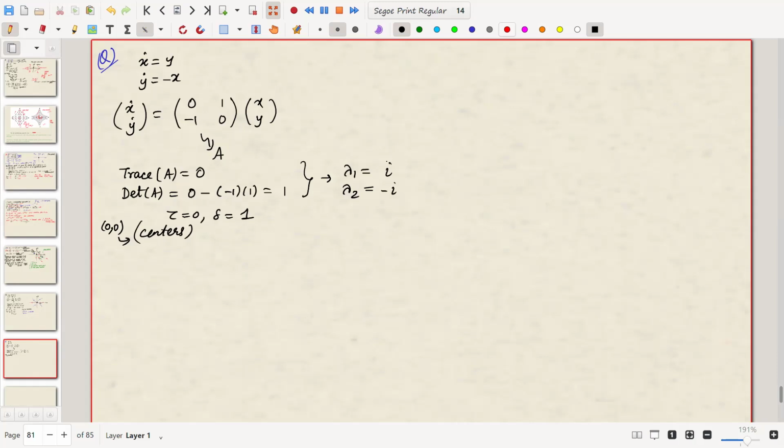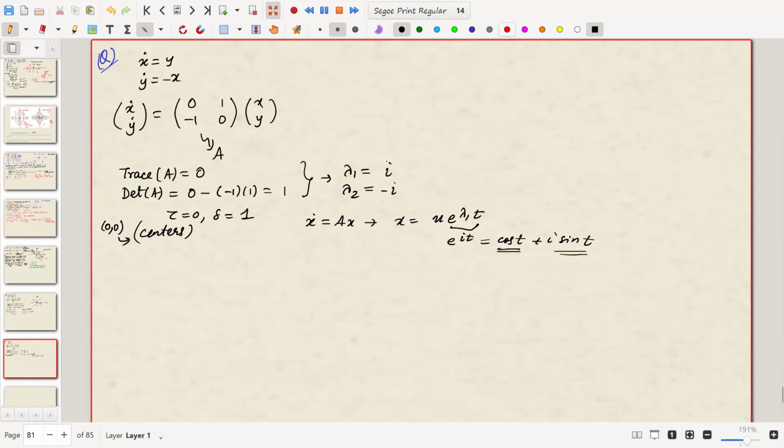So you know the solution I found previously: a solution to x dot equals Ax is given by u e to the power lambda 1 t, the eigenvector times e to the power lambda 1 t. What is the eigenvector here? Don't need to compute, it will be complex. But anyway, you now know that it will be e to the power it. You know e to the power it is cos t plus i sin t. I will leave this as an assignment for you.